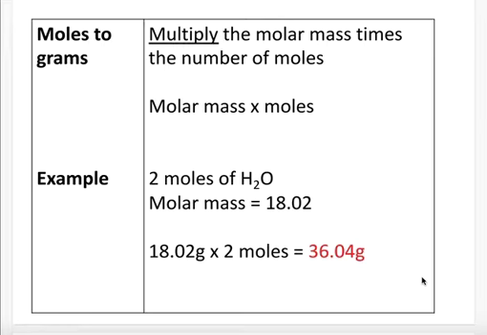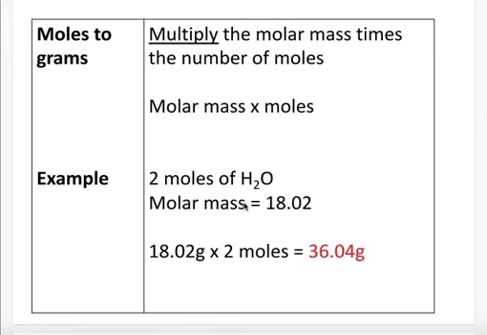To go from moles to grams in a chemical reaction, you multiply the molar mass times the number of moles that you are given. So basically, molar mass times moles, shown in the formula here. This is very simple, right?